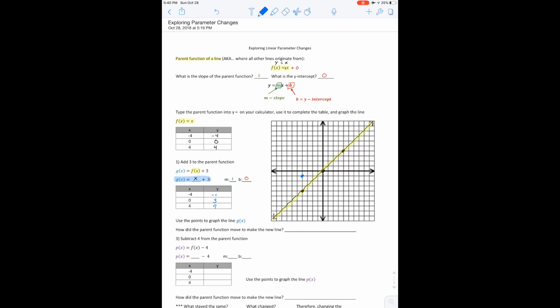So there's -4, -1, 0, 3, and 4, 7. So I've got those points right there. I'm going to grab a ruler and draw the line. That ruler's not real good.